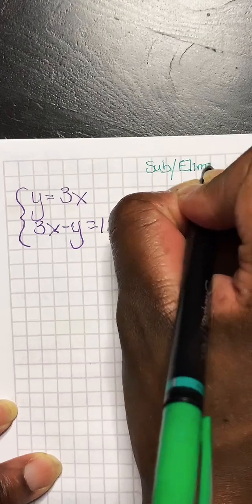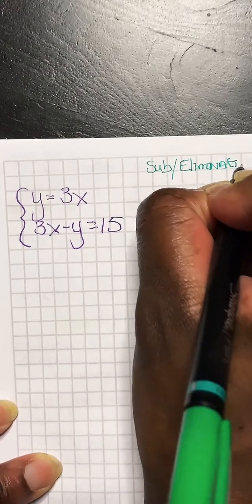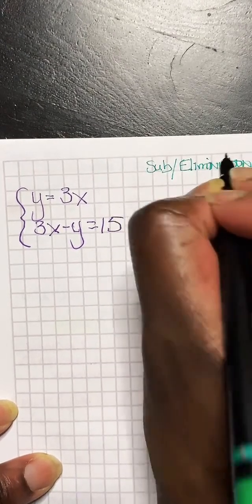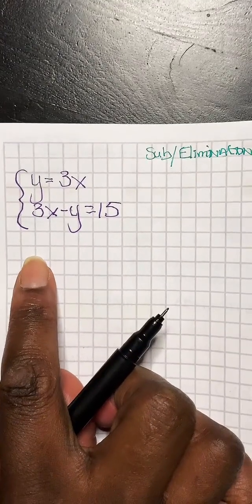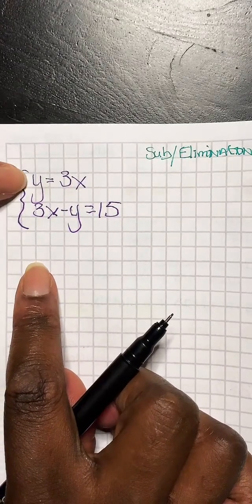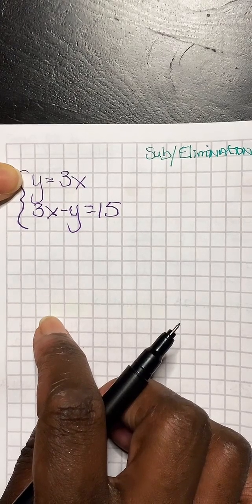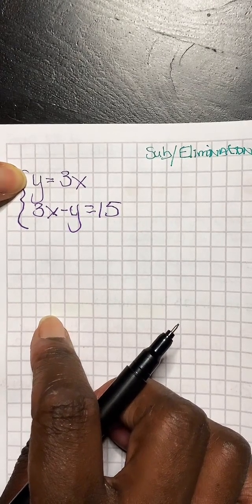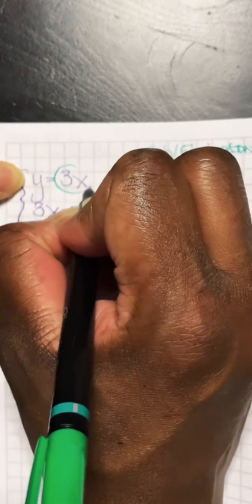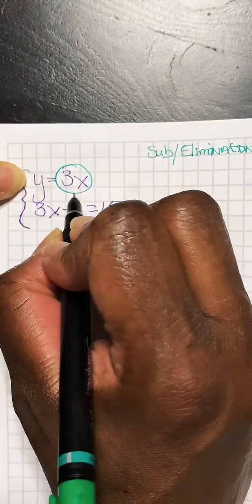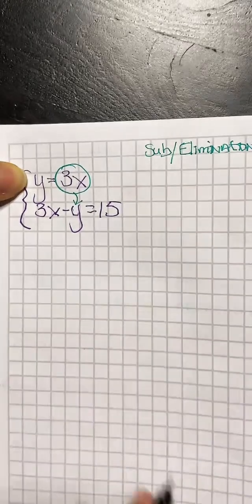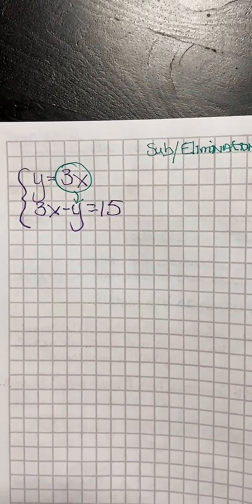Now, how do I know which one I should do? It's by looking at the situation that we're dealing with. This is telling me y equals 3x, right? It's giving me what y should be. So I'm going to take this 3x and substitute it in the other equation for y.